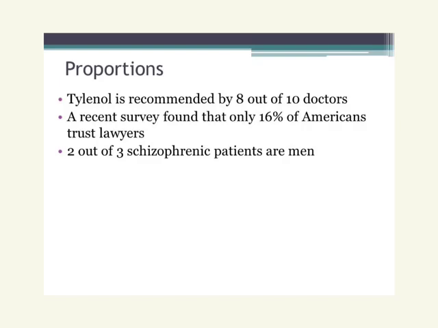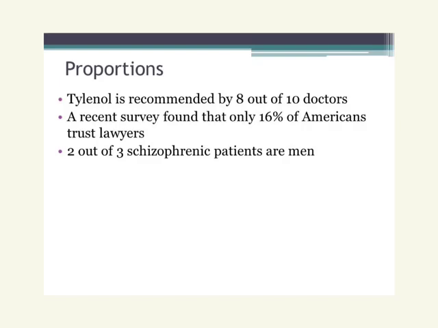Second one, a recent survey found that only 16% of Americans trust lawyers. Again, did they poll every single American? I doubt it. Some sort of a sample. And then they simplified that data down. They represent it in a proportion, and we've got it. And again, our last one, 2 out of 3 schizophrenic patients are men. Did they deal with every single schizophrenic patient? Possibly, but more than likely they dealt with a sample, and again, they're just representing their data as a proportion.